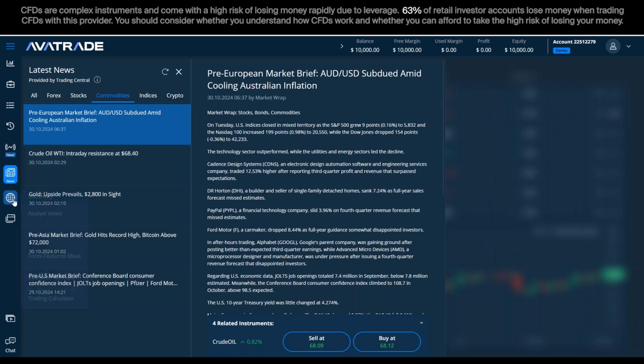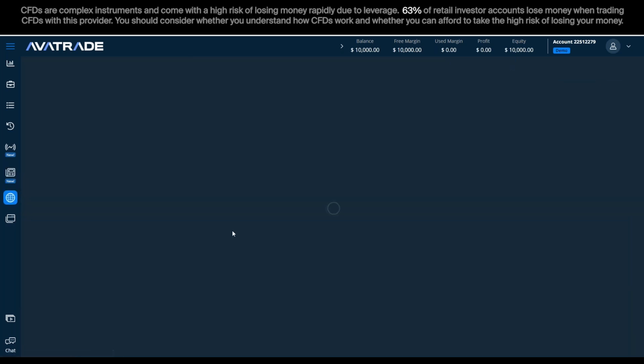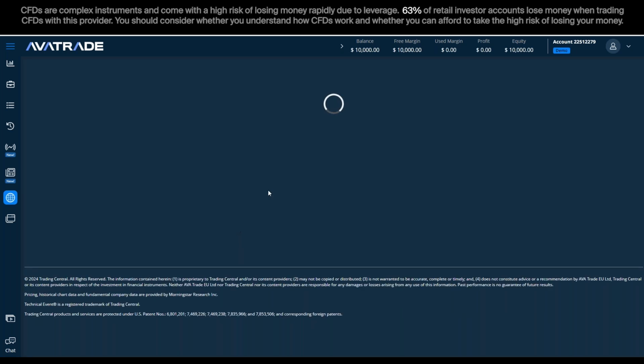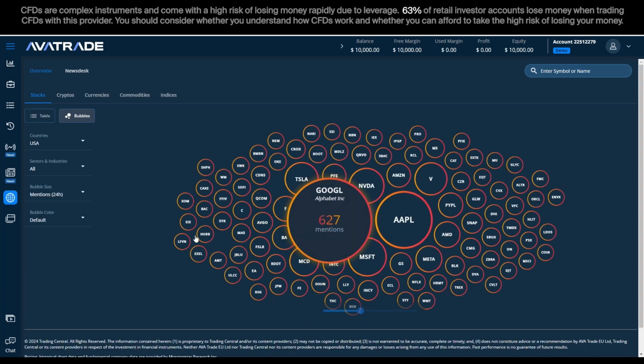Okay, so let's go down a little farther. In here in Discovery, we have also 5 tabs. So we have analysis views for some analysis opinions, market buzz, which I would like to show you just for a minute. And why? Because the market buzz can give you an idea what to find that is mentioned in the market and worth for you to look at. As you can see, Google is right in the middle. Seems like Google is quite popular these days with 627 mentions. What does that mean, mentions?